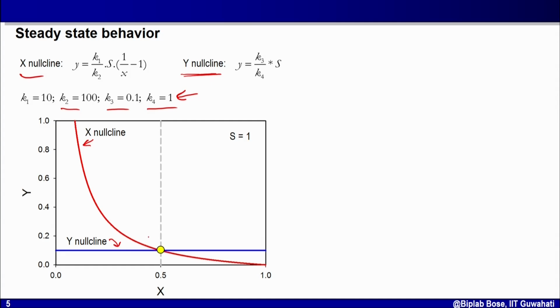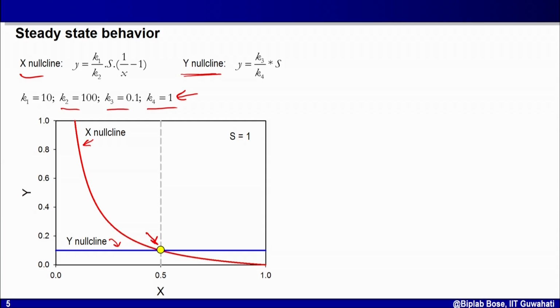And the intersection point here is shown by this yellow dot. You can easily calculate the value of the intersection point from the previous calculation that we have done. Remember, x is equal to 1 divided by 1 plus k3 into k2 by k4 into k1. So you can put the values of k3, k2, k4 and k1 and it will come that the steady state value of x equals 0.5. So that's what this dotted line is showing. So here I have the steady state value of x at 0.5.